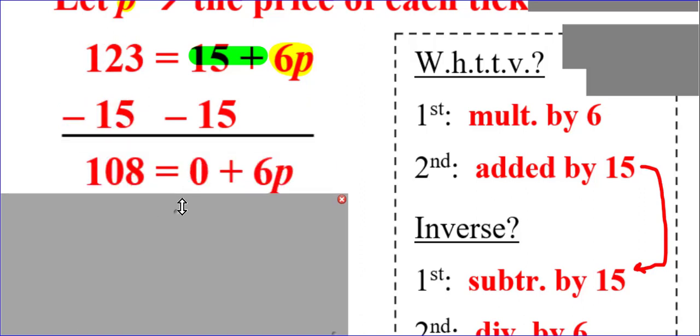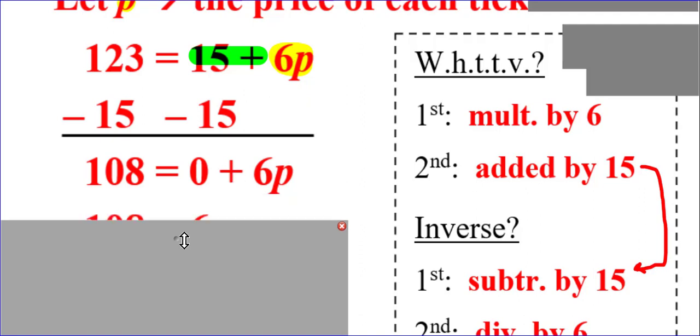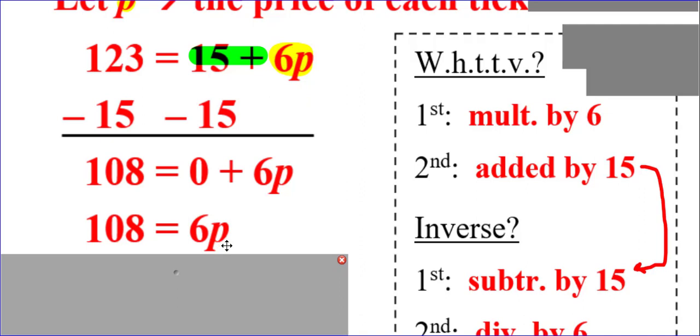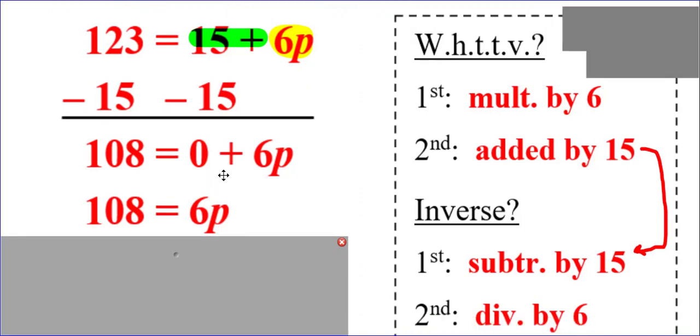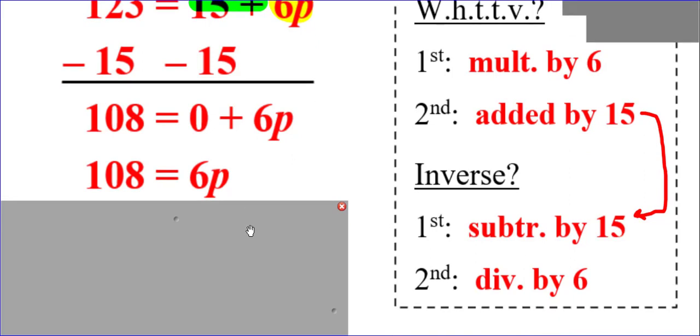123 take away 15 is 108. 15 take away 15 is 0. The 6 does not disappear, nor does the p, or the plus sign for that matter. So they stay. 0 plus 6p can simplify to just 6p. Additive identity property. Anything plus 0 is itself. Are we done? The answer is no. The variable is not by itself yet. Besides, we already said that there was a second inverse operation that we're going to have to do. So let's go ahead and do that now.